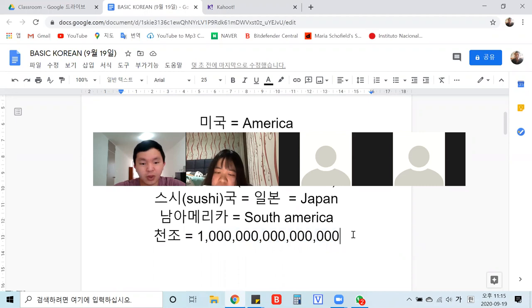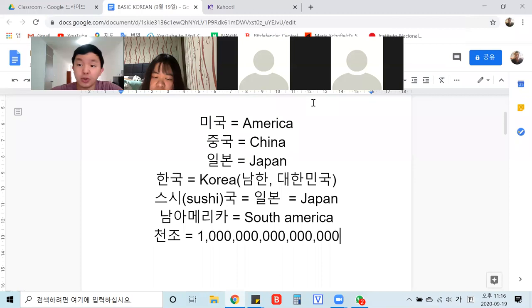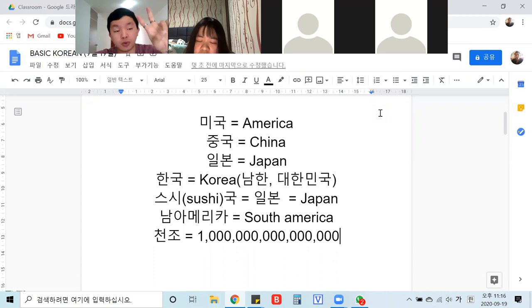Speaking of that, why do we call America Chonjo-guk, the nation of a thousand trillion? The reason is because America spends this amount of US dollars on the military. As you know, in Korea every Korean male has to join the army and serve 2 years. I did it as well.